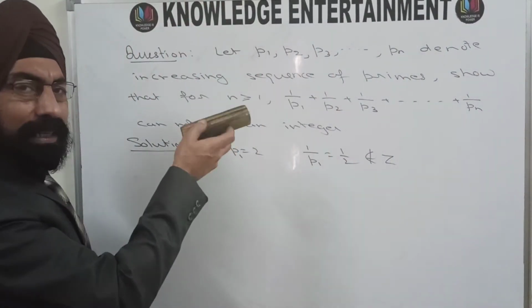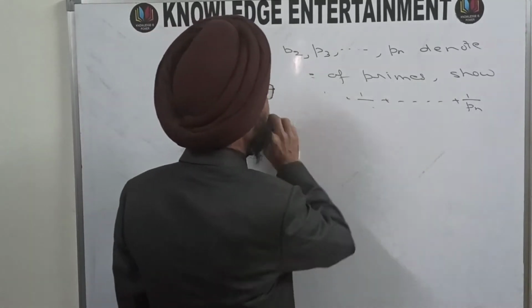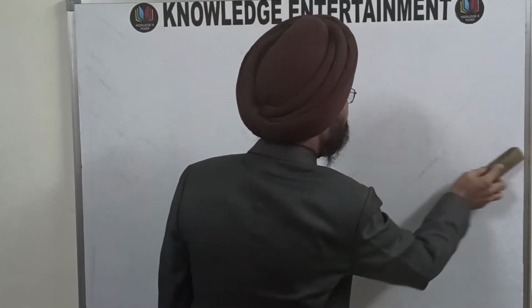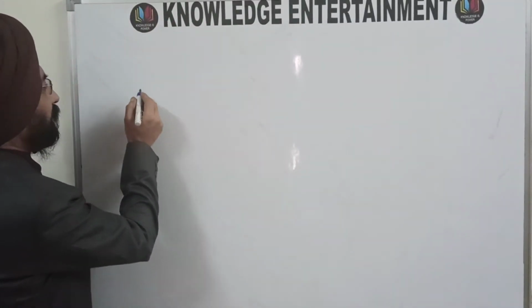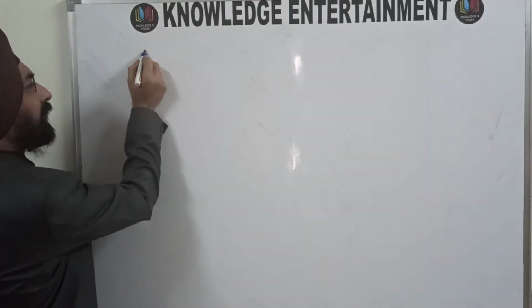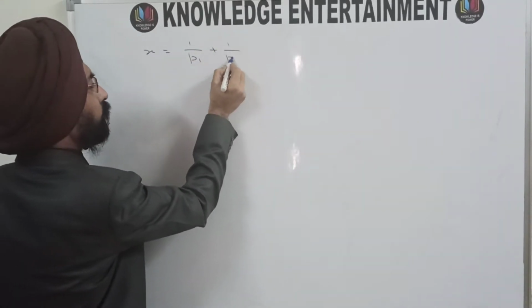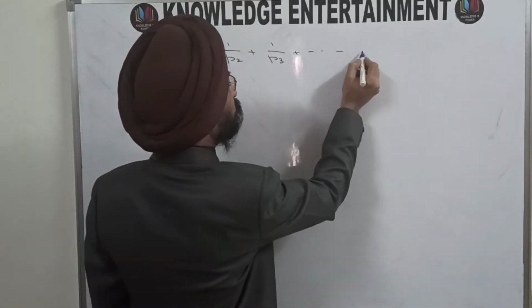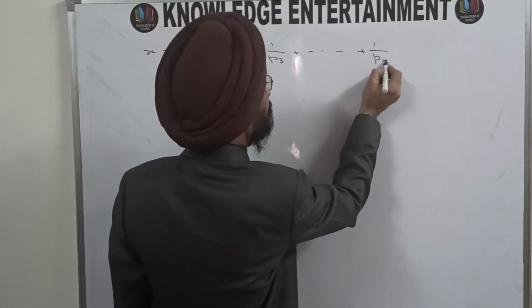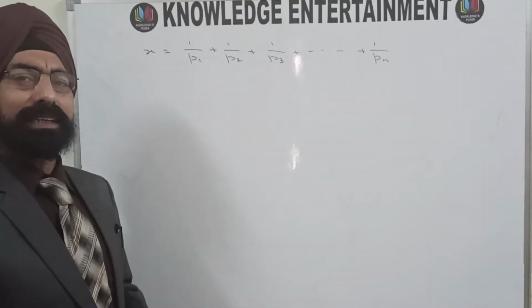So let me write the statement first and then I'll move on to the proof of this question, the solution of this question. So your quantity x is 1 upon p1 plus 1 upon p2 plus 1 upon p3 plus and so on plus 1 upon pn. We have to show that x is not an integer.